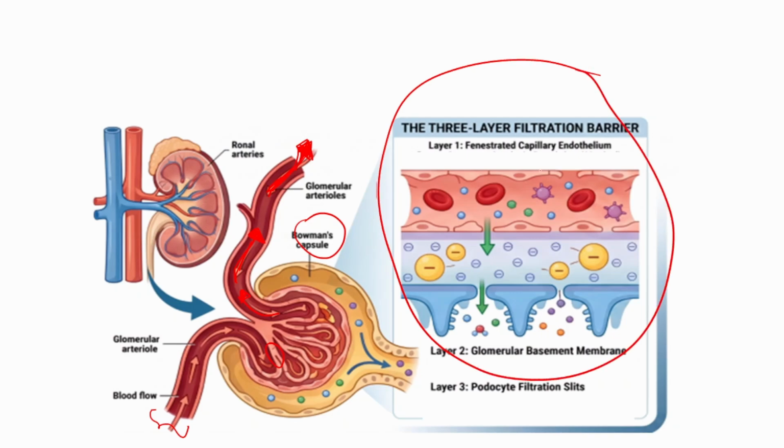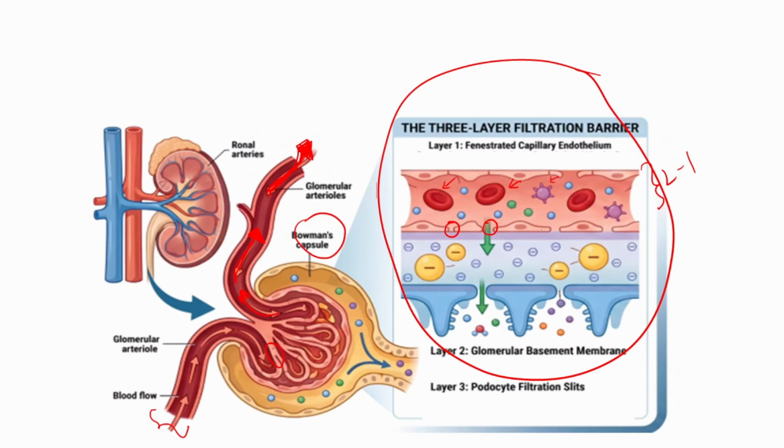First of all, layer 1 is the fenestrated capillary endothelium directly facing the passing blood flow. This endothelial layer features large pores. These are the pores that physically exclude red cells and platelets from entering the filtrate.